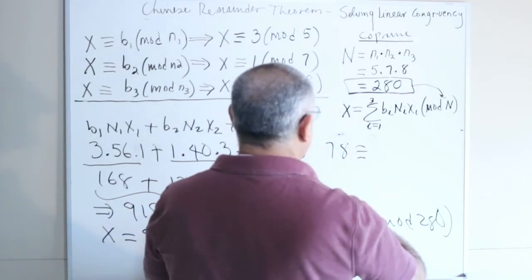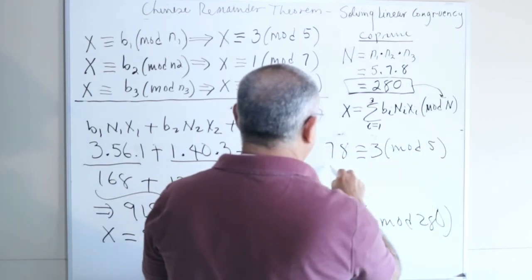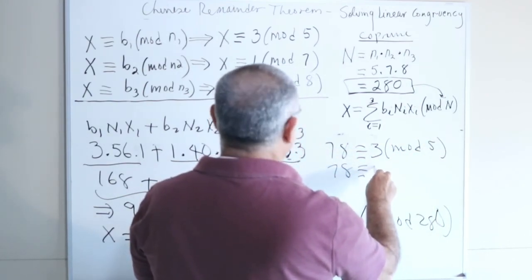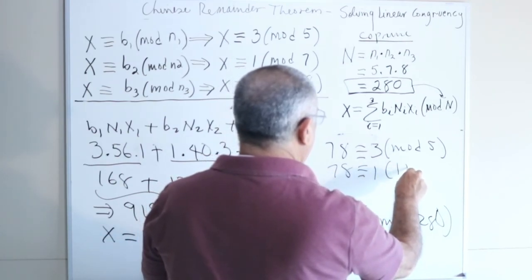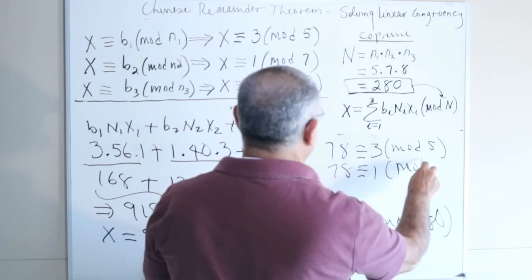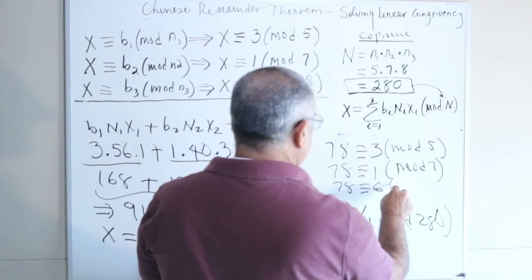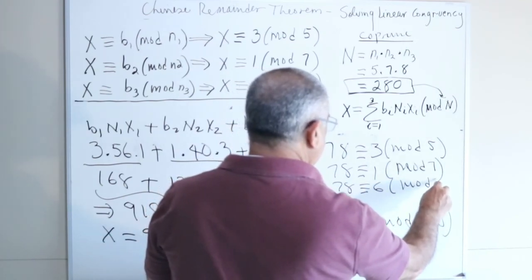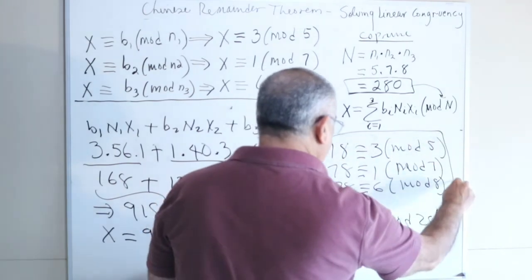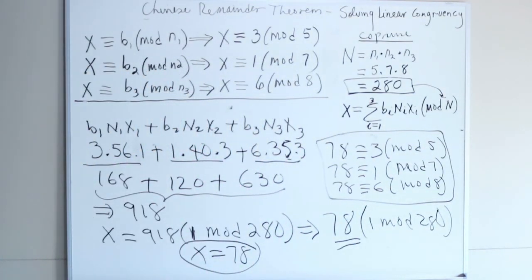78 is 3 mod 5, and then if you solve you get the same. 78 is going to be 1 mod 7, and 78 is going to be 6 mod 8. So this is how, if you want to verify the answer, that x is actually 78. So this is solving a linear congruency using the Chinese remainder theorem.